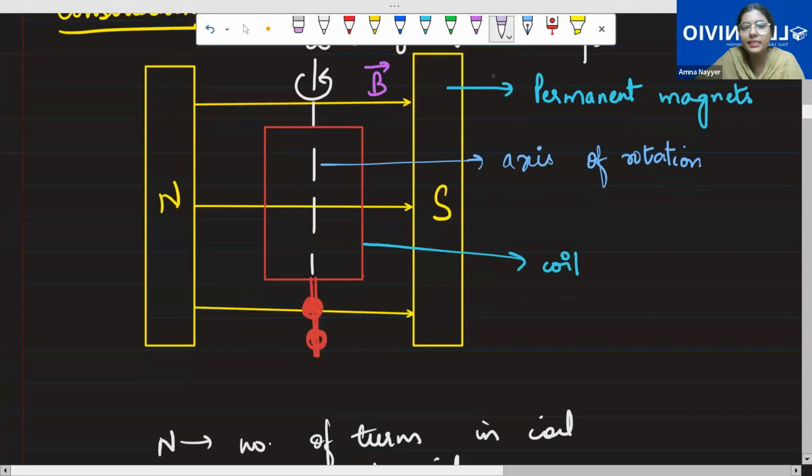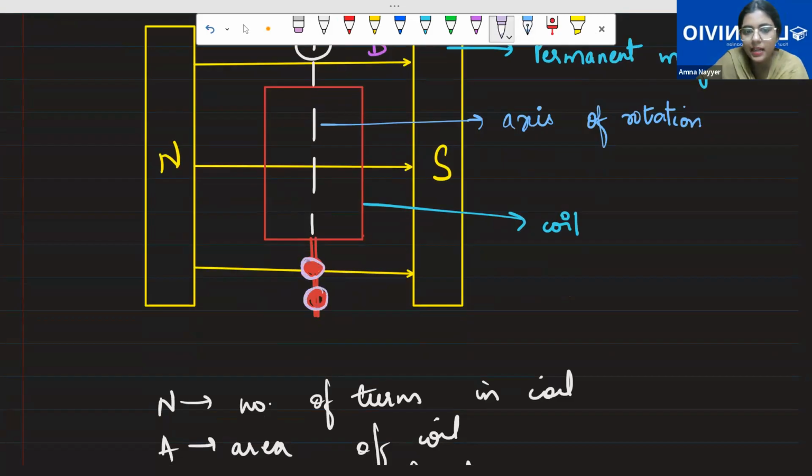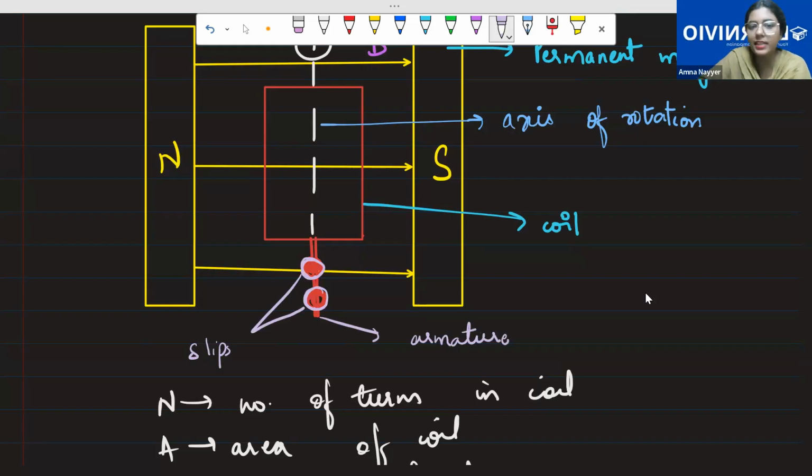And what are these, class, then? These are just circular slips that are connected. These are slips connected on an armature, so that the coil doesn't slip off. That's why it is present.